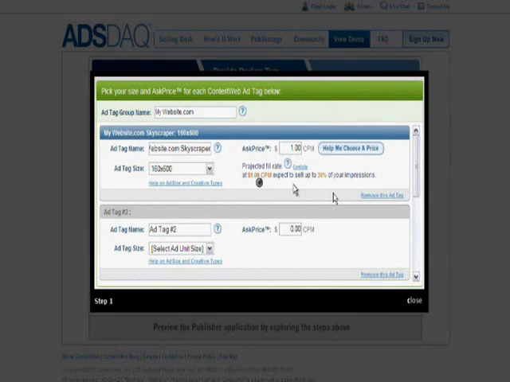So this is refusing to load. Anyway, with AdStack you put in your thing, and then you get to put up your backup tags.